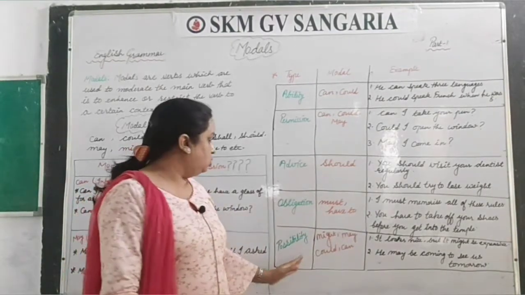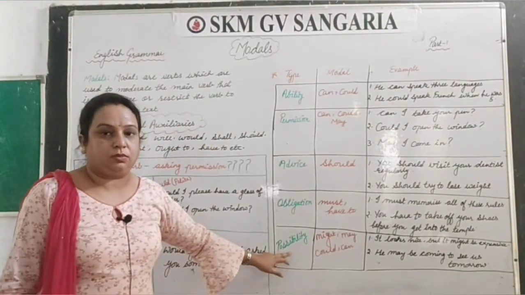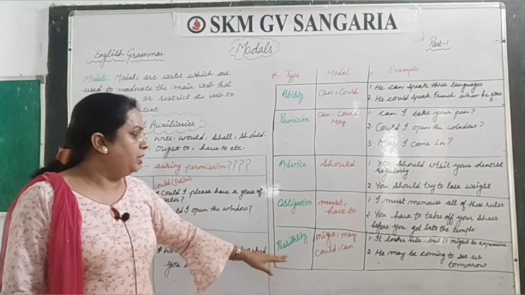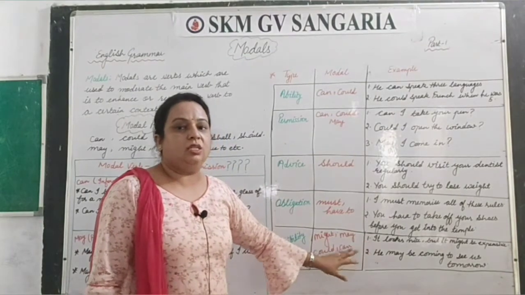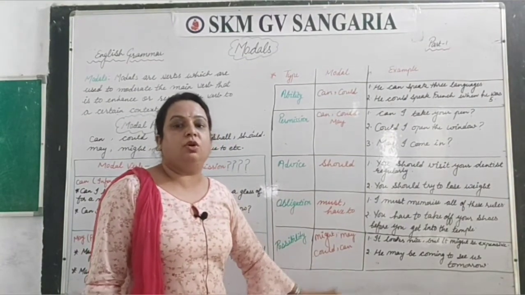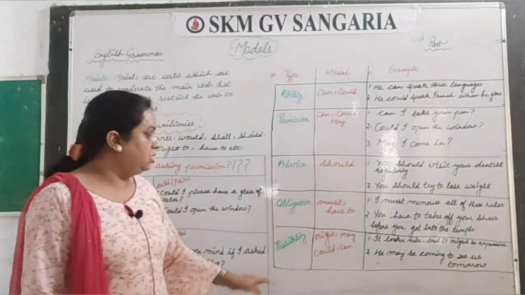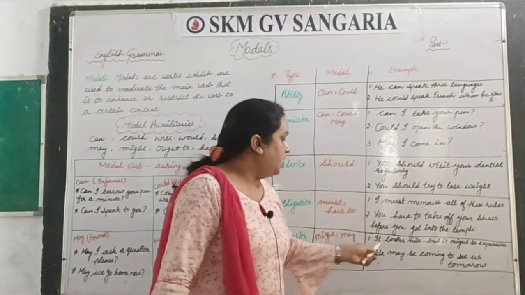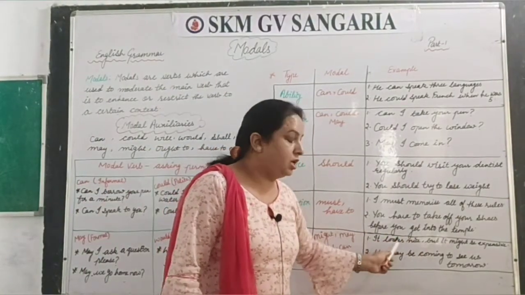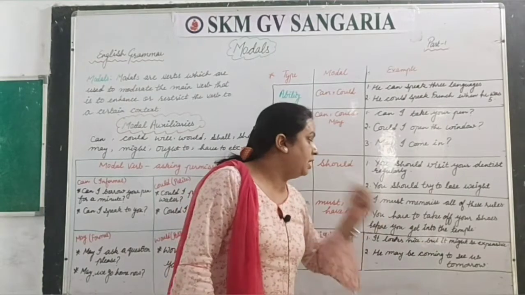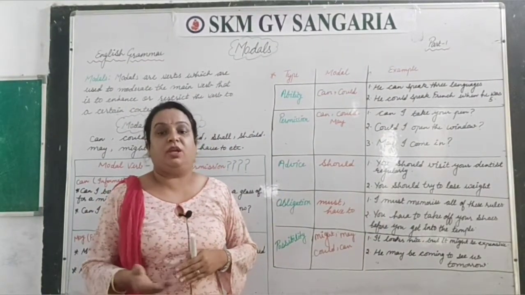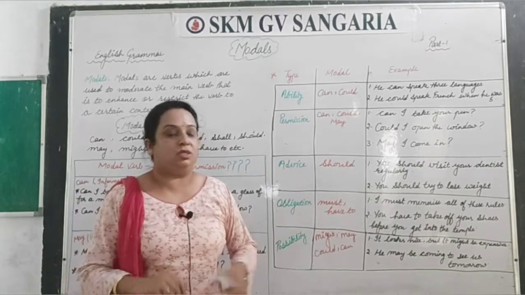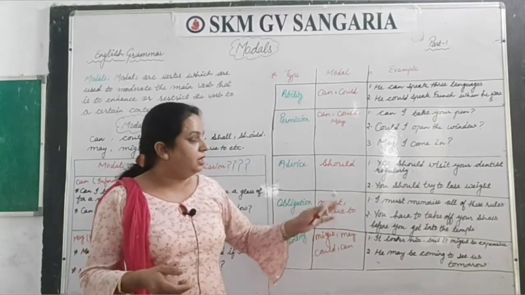Clear? Next one is possibility. Here we use might, may, could or can. These four modals you can use for possibility. Clear? First one is, it looks nice but it might be expensive. It might be expensive. It may happen that it is expensive. It is possible that it may be expensive.